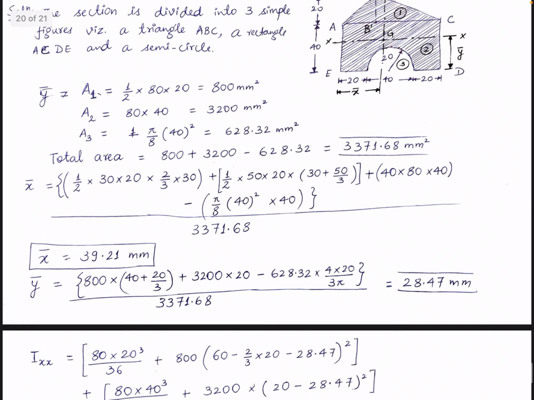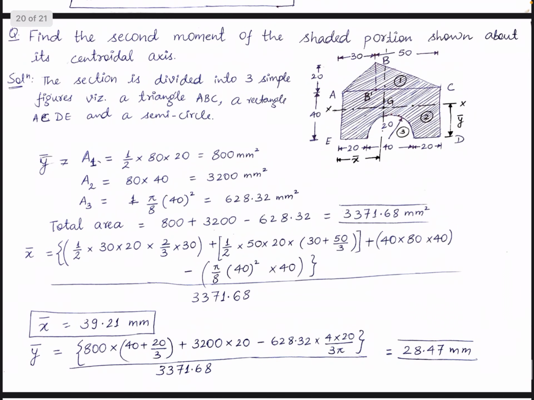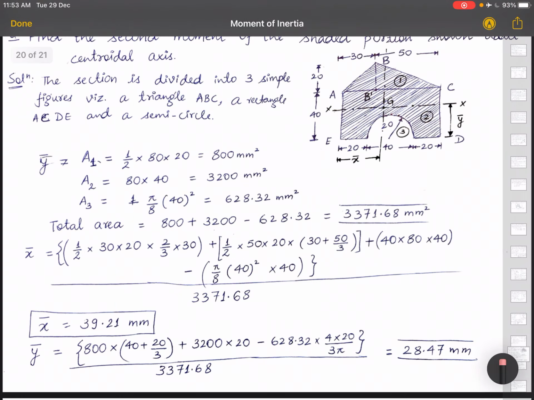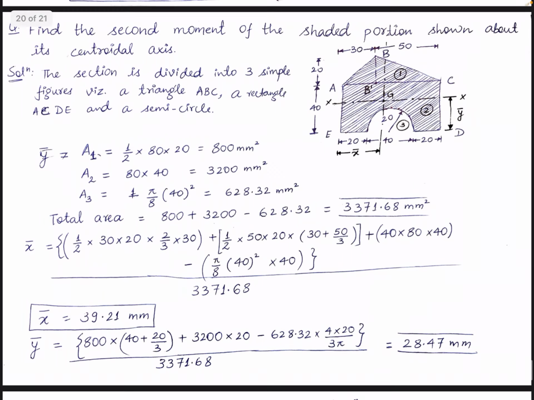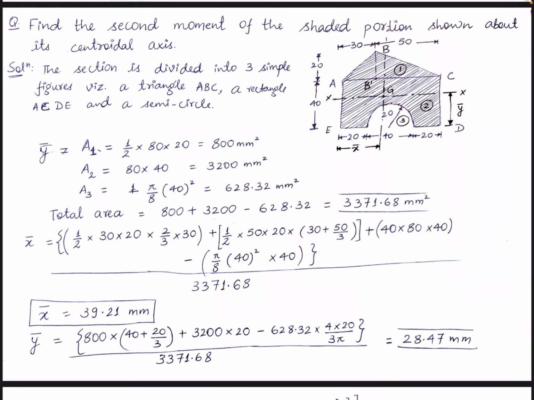Now here comes the last question. So this is: find the second moment of inertia of a shaded portion. So how is this problem different? Here again the negative area concept will be there. So this section is not there, this is hollow. Okay, so this will create some complexity, so don't be afraid, just try to solve it on your own.